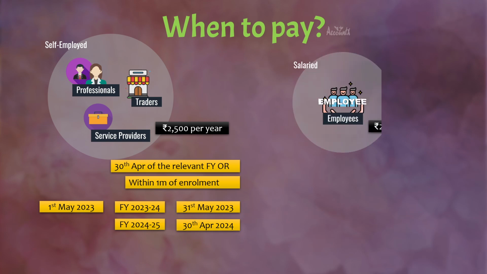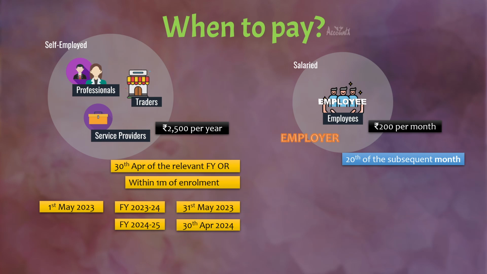For salaried persons, the responsibility to pay PT is on the employer and the last date to make the payment is 20th of the subsequent month. Let's say you are employed in any organization and your gross salary is 30,000 per month. So you are required to pay 200 rupees as professional tax. Let's say you have joined this organization on 1st April 2023. So your employer is required to deduct 200 rupees from your salary for the month of April 2023 and this has to be paid by 20th May 2023.